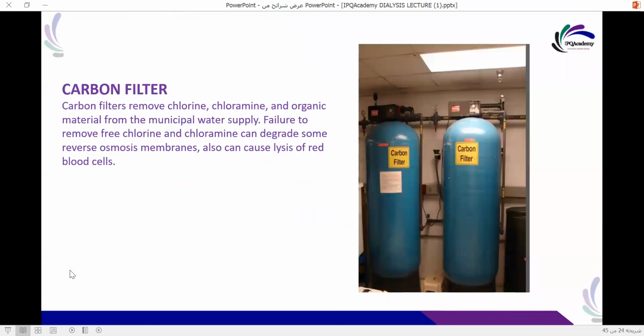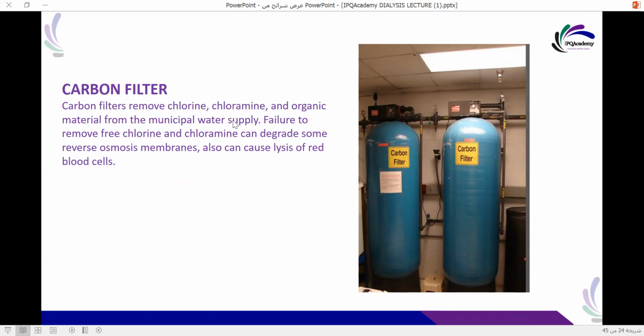The second type of filter is the carbon filter. The carbon filter here removes the chlorine. Chlorine begins with C, and carbon also begins with C, so let's join them together: carbon, chlorine. It removes chlorine, chloramine, and other organic materials from the municipal water.